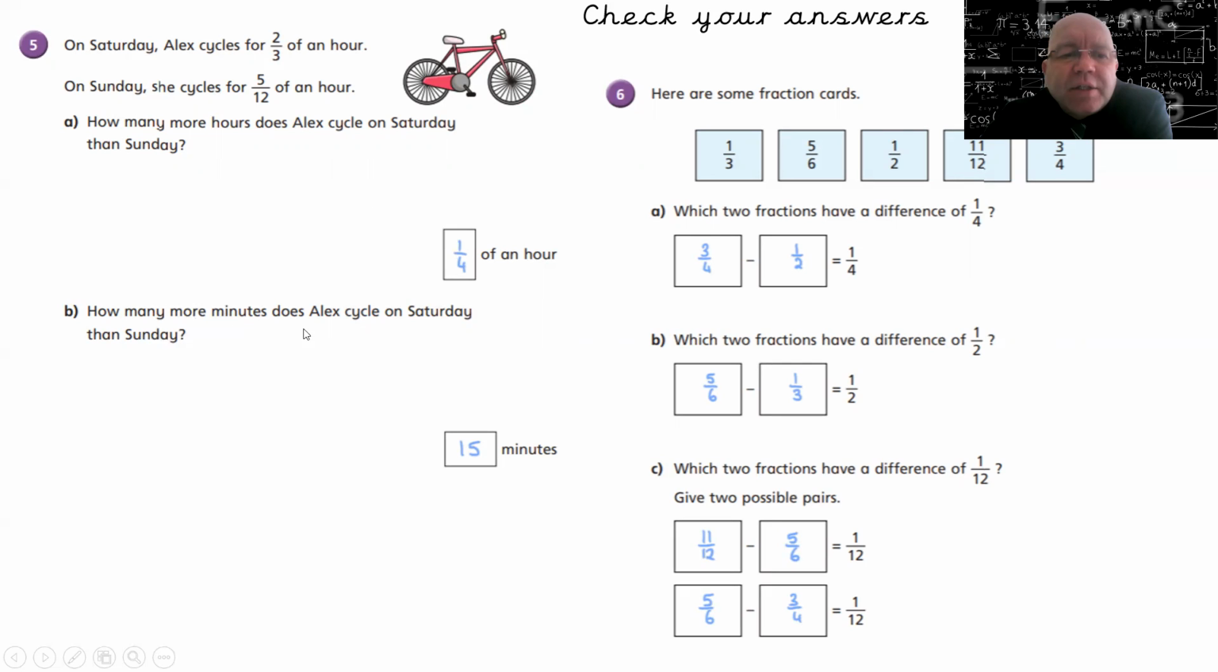How many more minutes does Alex cycle on Saturday than on Sunday? So we've got 1/4 of an hour, and just some general knowledge, 1/4 of an hour is the same as 15 minutes.